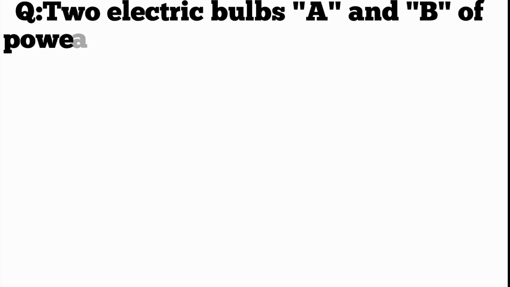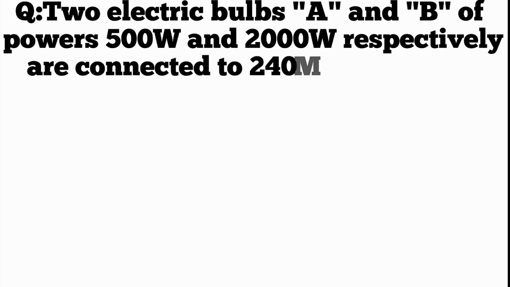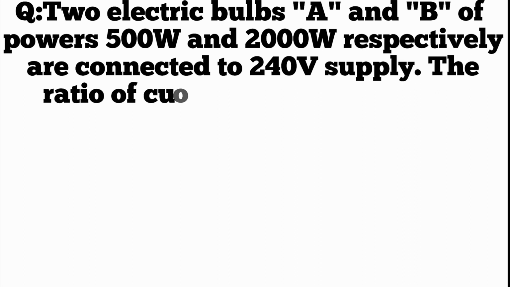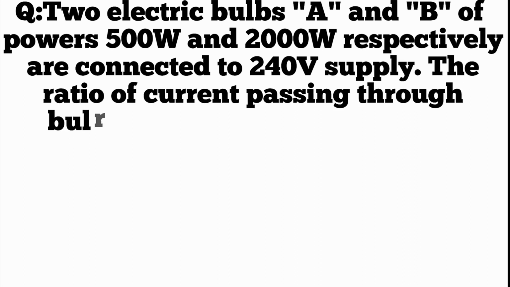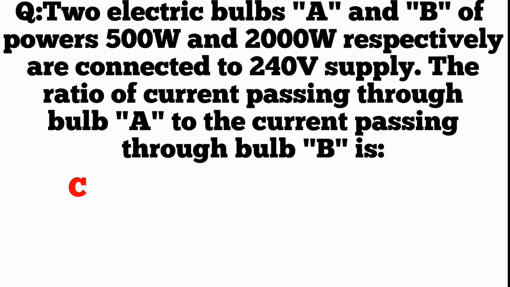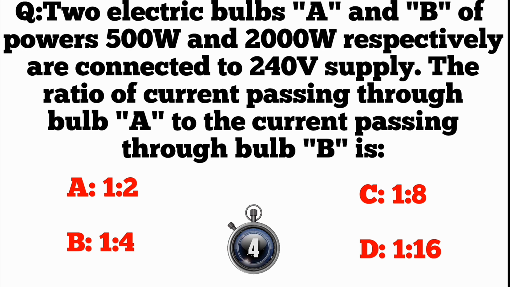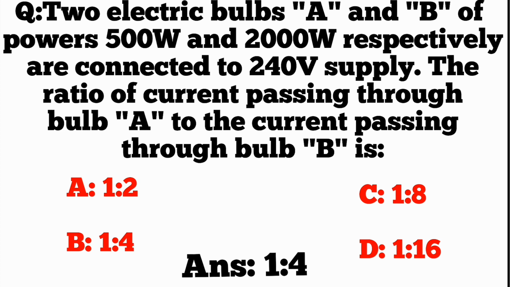Q. Two electric bulbs A and B of powers 500 W and 200 W, respectively, are connected to 240 volt supply. The ratio of current passing through bulb A to the current passing through bulb B is A. 1 to 1, B. 1 to 4, C. 1 to 8, D. 1 to 16. Ans. 1 to 4.